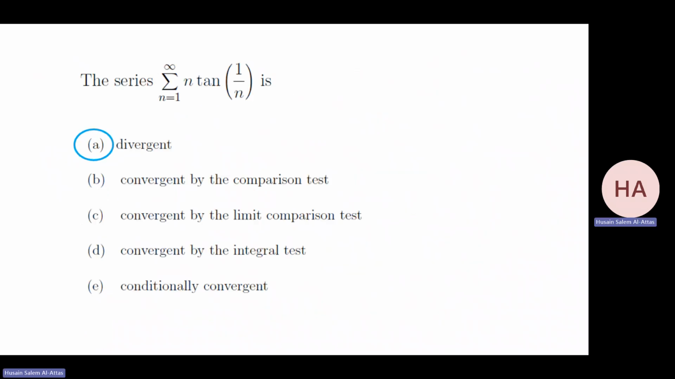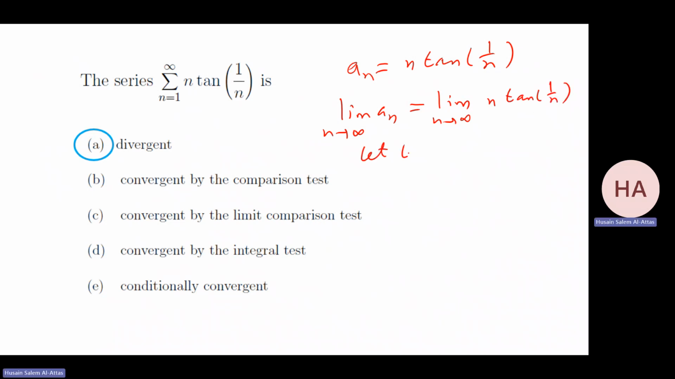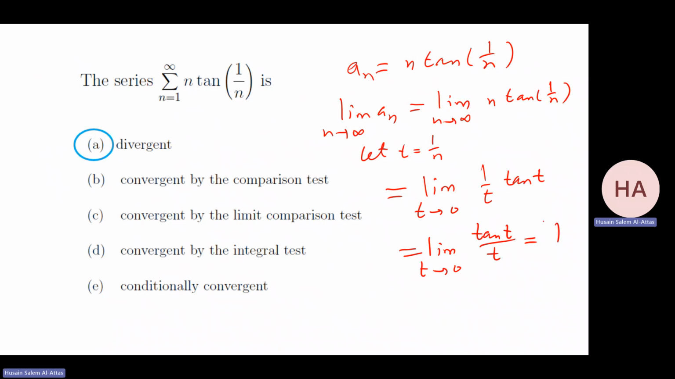Series n tan 1 over n. So check, this is the nth term. What will be the limit of an as n goes to infinity? It will be the limit as n goes to infinity of n tan 1 over n. If you let t equal 1 over n, what will you get? The limit as t goes to 0, n is 1 over t, and that will be tan t over t, which is similar to sine t over t, and that will be 1, not equal to 0. So the series diverges.